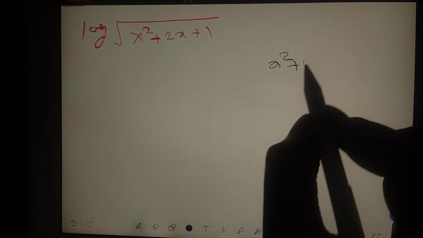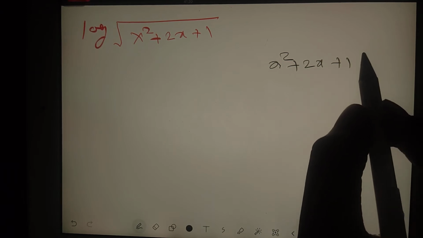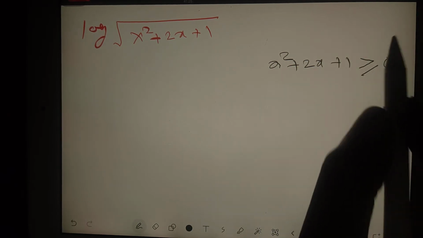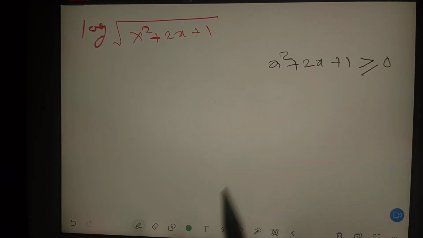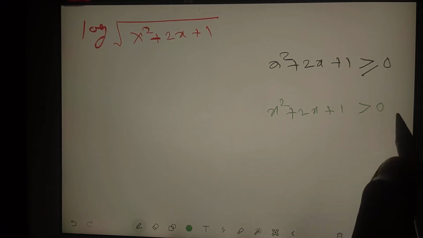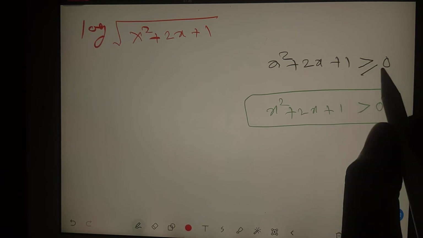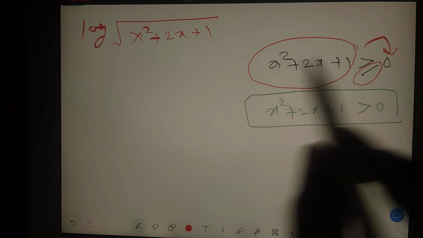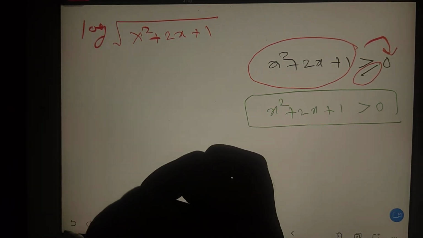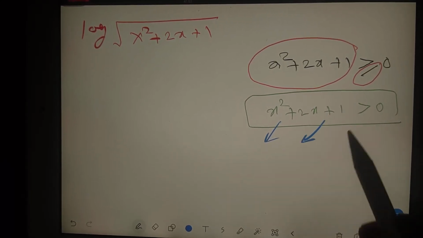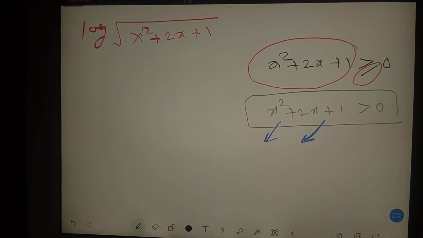So x square plus 2x plus 1, you have to think only for greater than or equal to 0 because of the under root. But x square plus 2x plus 1 greater than 0, we will choose. I cannot choose this equal sign. Why? Because if this becomes 0, then this entire root will become 0, and in front of log, 0 is not defined. So I will choose for this. So if you are choosing for this, what kind of answer are you going to get?